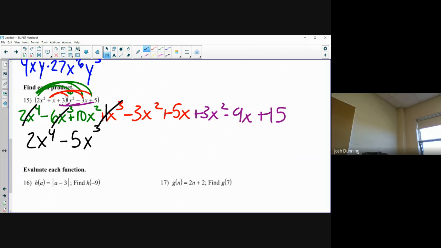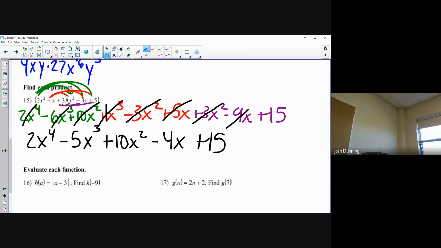Now there are 3x squared, so just be careful. 10 minus 3 is 7, plus that 3 back, 10. 5x minus 9x, negative 4x. Bring your 15 down. $16.